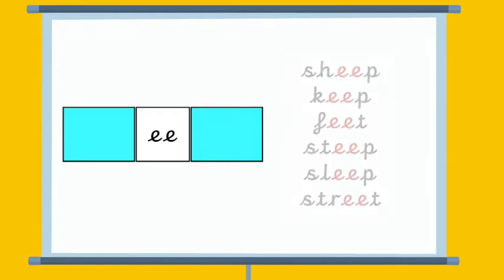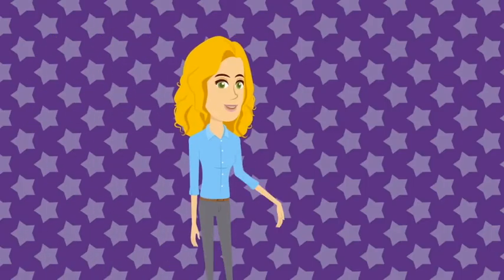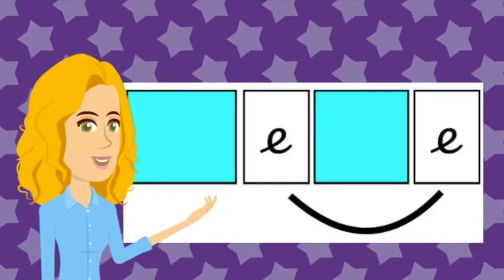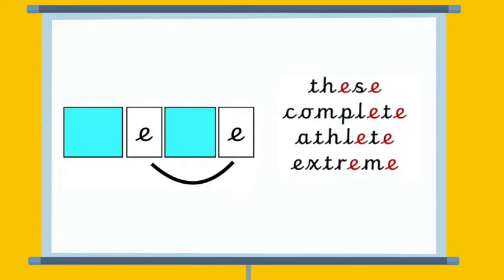The next most obvious E alternative is the split digraph E. Like other split digraphs, the E sound is made by splitting the E's with a new letter squeezed in the middle. This split digraph E can be found in words like these, complete, athlete, or extreme. There aren't many common words with this split E digraph, unlike the split A digraph where there are ever so many.